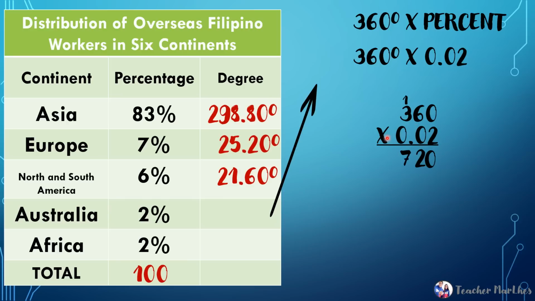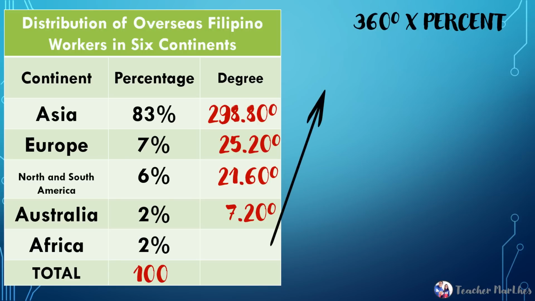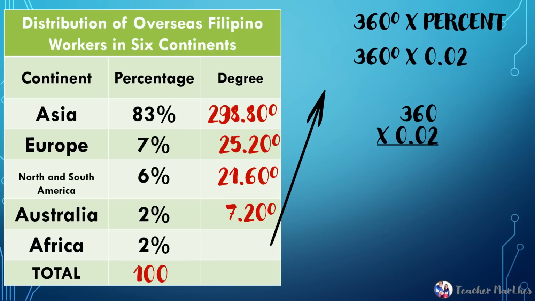So count the decimal places. So decimal places, 1, 2, dalawa. So final answer natin, meron ding dalawang decimal places. 1, 2. So final answer, 7.20 degrees for Australia. Okay, next is for Africa. So sa Africa, since pareho lang naman yung percent niya sa Australia, same process lang din.